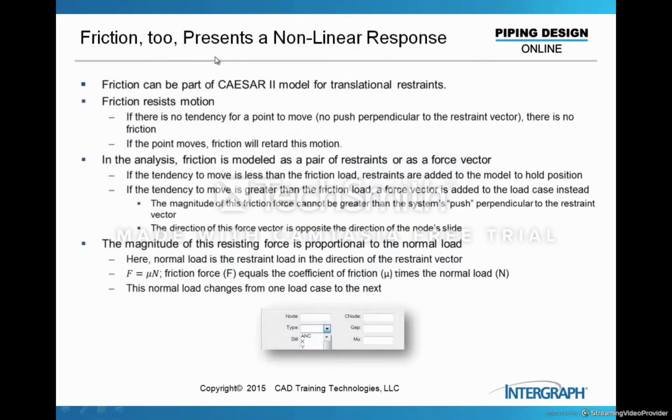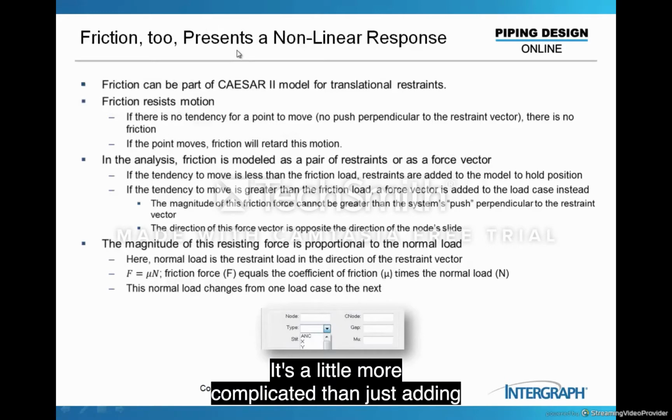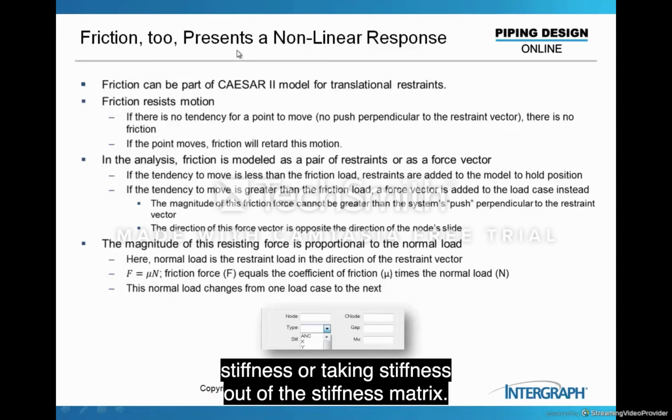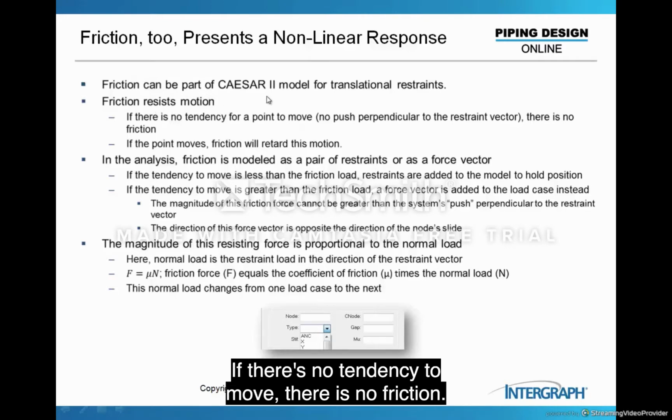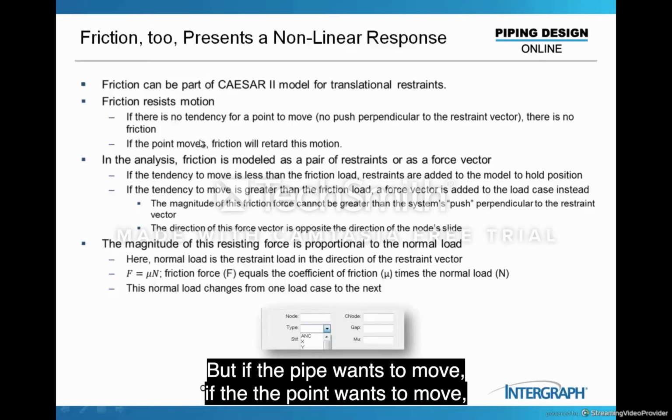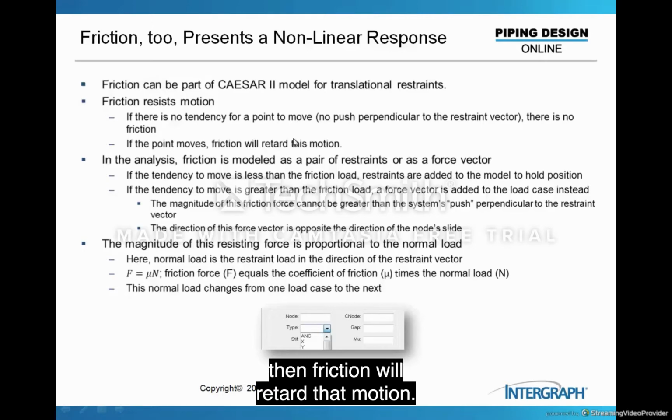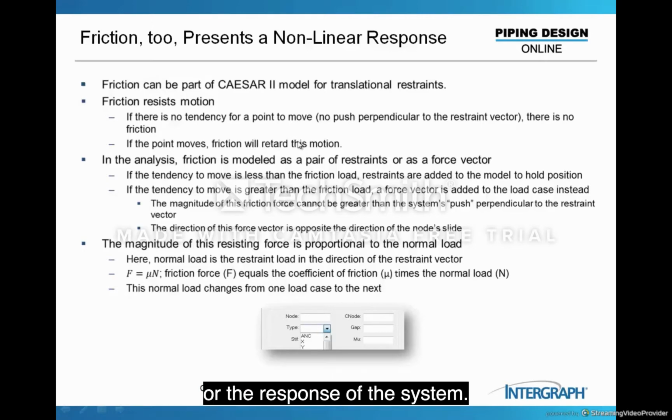Now, friction is another nonlinear response of the piping system. It's a little more complicated than just adding stiffness or taking stiffness out of a stiffness matrix. Friction resists motion. If there's no tendency to move, there is no friction. But if the pipe wants to move, if the point wants to move, then the friction will retard that motion. It works against the line of action or the response of the system.